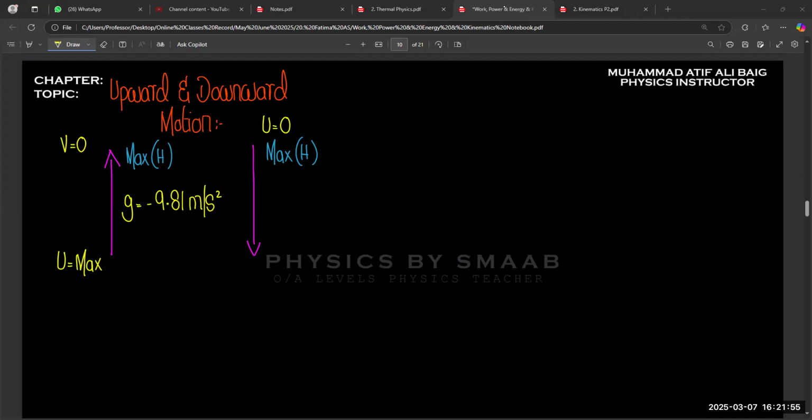And when it starts to move in downward direction, and when the ball is about to hit the ground, the final speed will be maximum. And this time the value of g is 9.81 meter per second square, right? Any confusion in this idea?